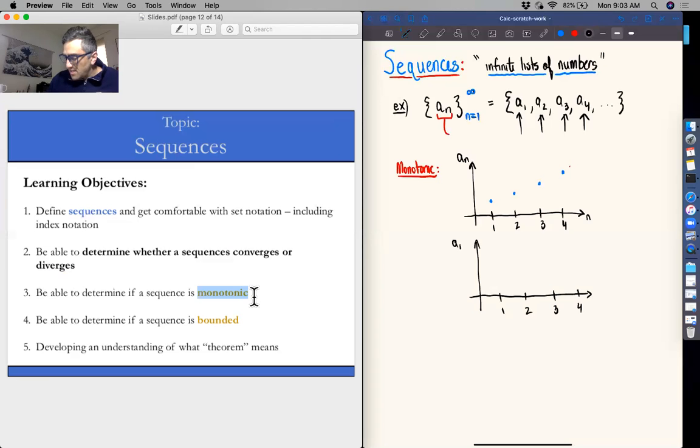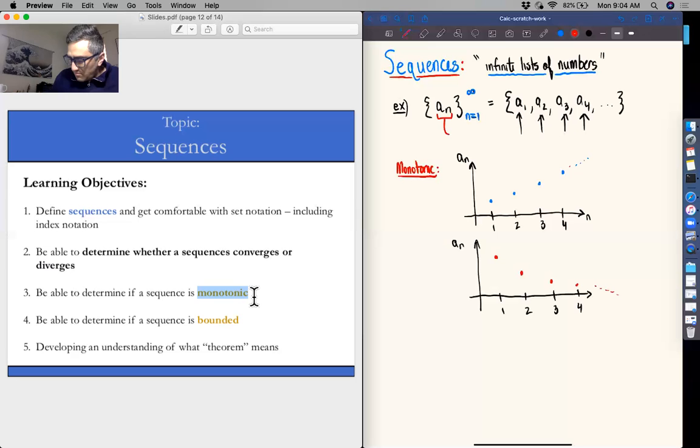So monotonicity is basically a definition for us where the values of our list might be always increasing, they might be always decreasing, but if either of those two cases are true, in that case, our sequence would be called monotonic.